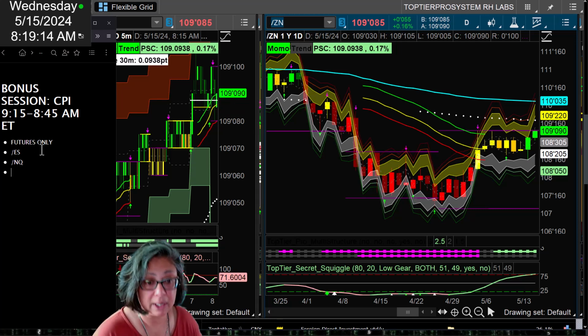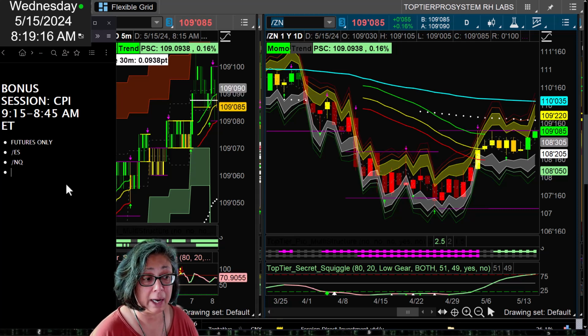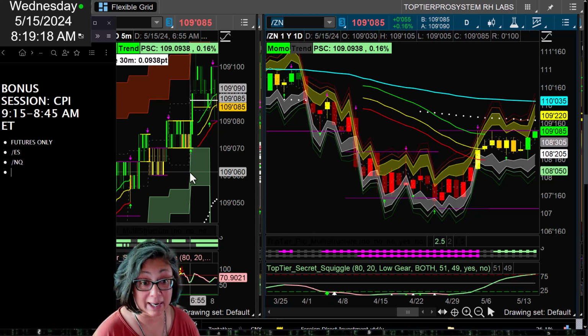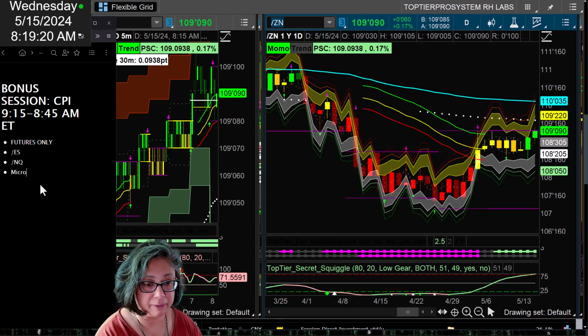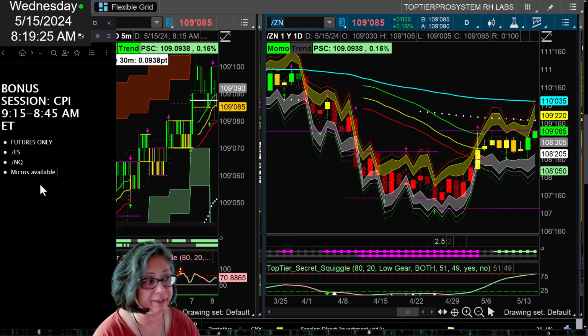There's a lot of risk that we can look at, choosing to engage in or not. And micros, of course, are available in each of those via the MES and the MNQ. Right? So that's the focus. That's the why. And at the end of the day, it's a trading opportunity, right? It's simply a trading opportunity. So how do we set this up?